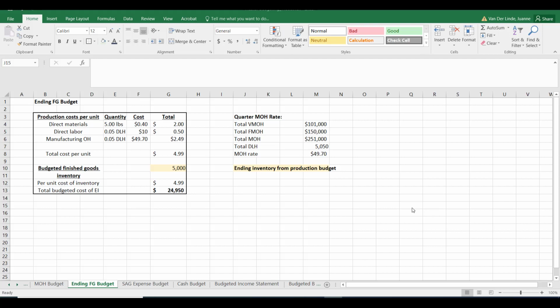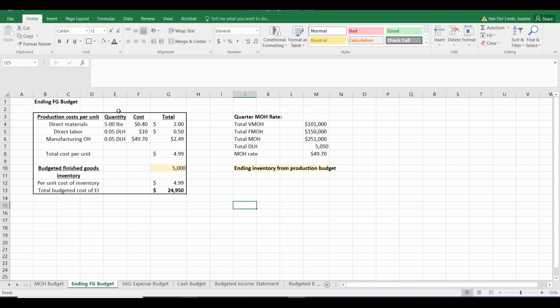Now that we've completed the manufacturing overhead budget, we can set up the ending finished goods budget. Basically, for the ending finished goods budget, we're just trying to find out what the estimated total budgeted cost of ending finished goods is for the period. So the first thing we want to do is find out what the product cost is per unit of finished goods. To find the total cost per unit, we first want to find what the total direct materials cost is for 1 unit.